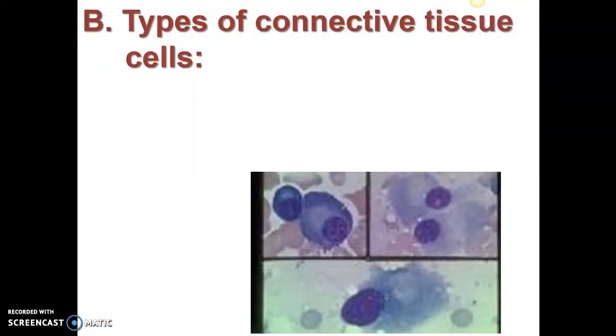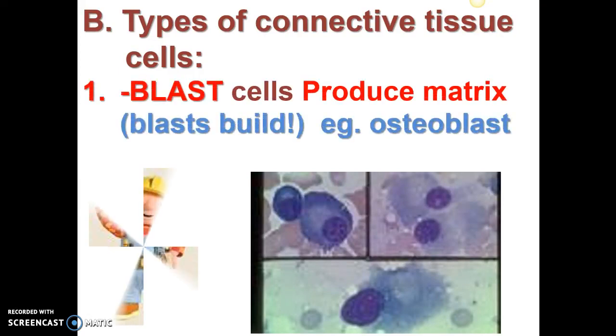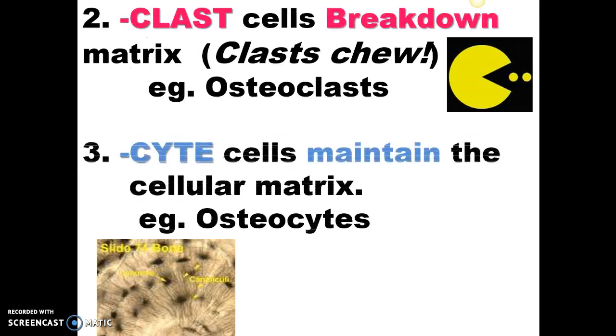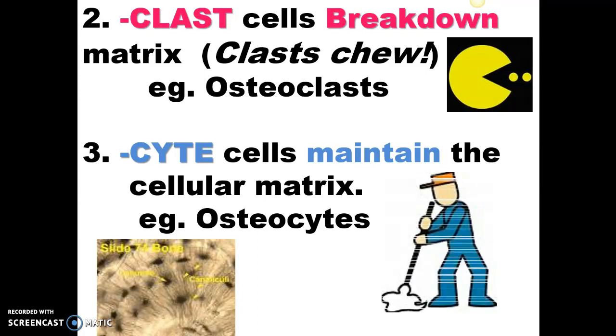Types of connective tissue, again, blast, build, remember, osteoblast, build bone, and osteocytes maintain. So once the osteoblast has built bone around it, it becomes an osteocyte. It's locked inside its lacuna. That's its little home there, the little black dots in the picture below. And the canalicula, those little cracks, is where the blood can feed it.